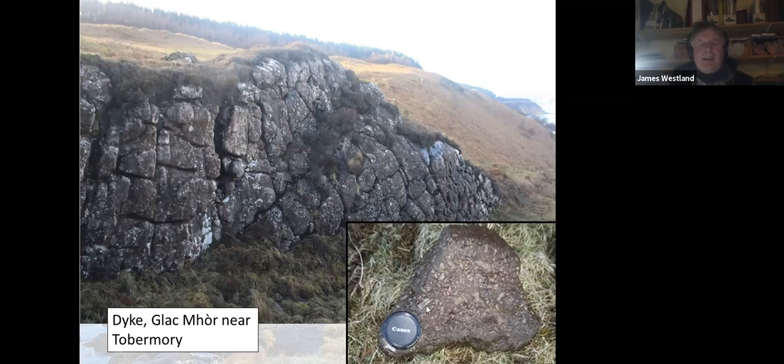Now, they're not that common, but there's a few of them about. And this is an example of it, a place called Glachvor. And you can see the columnar structure in this one as well. You see these cracks, that's how it's cooled down, like you're looking end on at the columns.